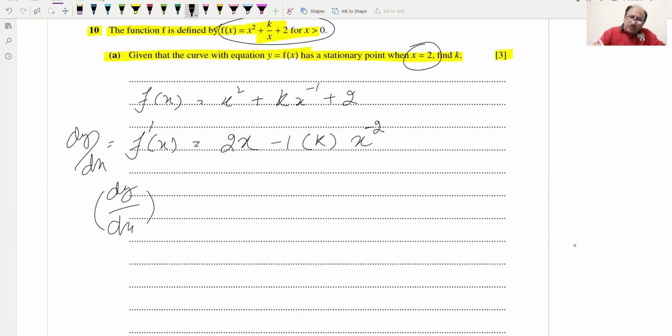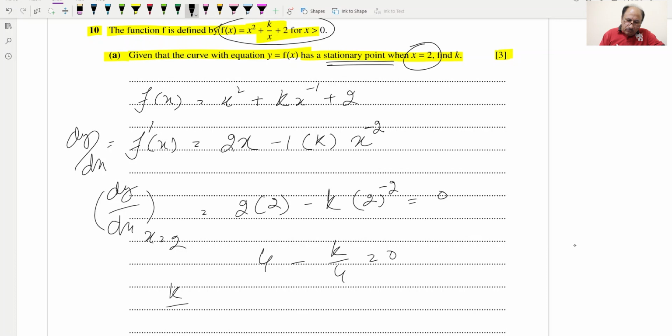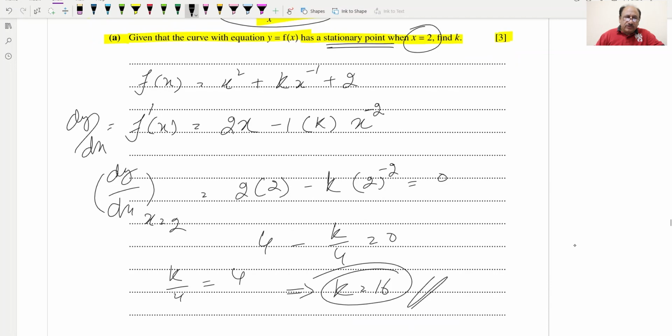So now we can check for dy by dx at x equal to 2. It's given, so x is equal to 2, and this is equal to 2 into 2 minus k into 2 raised to minus 2, and this is equal to 0 for the stationary point. Now we can find this: 4 minus k over 4 is equal to 0. So k over 4 is equal to 4, which implies k is equal to 16. This is the value we were supposed to find, so we are done.